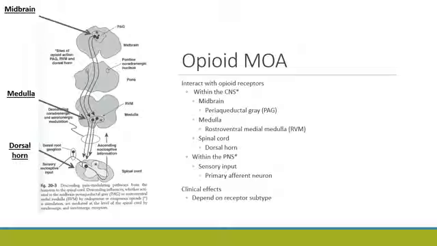Furthermore, it's important to understand that within each of these different locations, we have a whole host of different opioid receptors. We'll talk about the different opioid receptor types in a minute, but there are several different ones, and the clinical effects that we see really depend on which of those subtypes we're able to turn on.